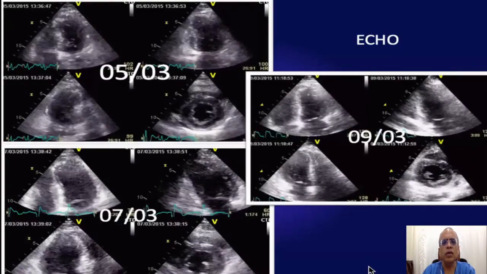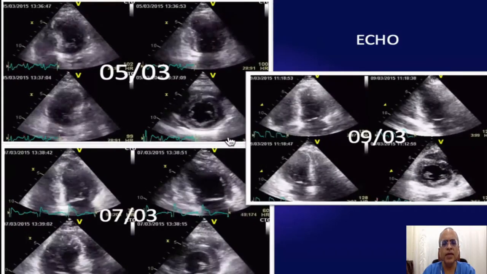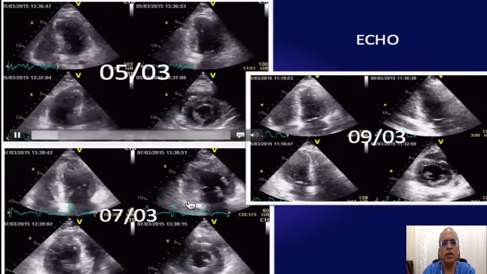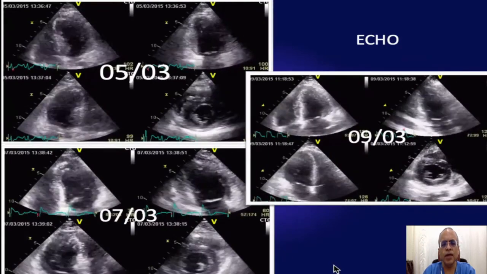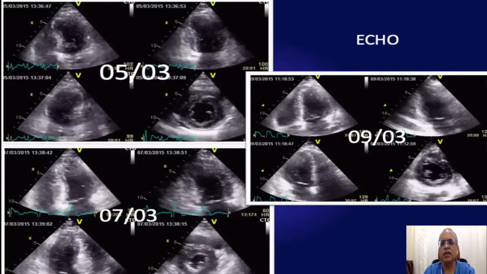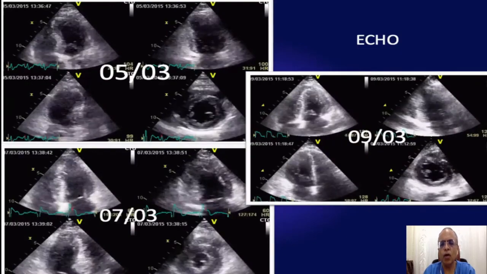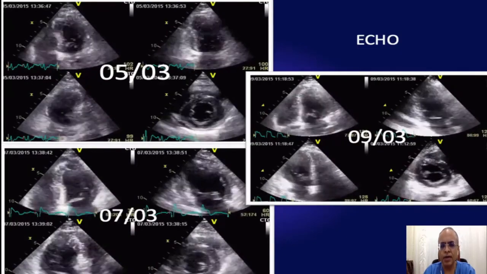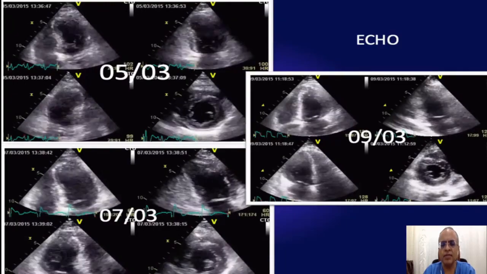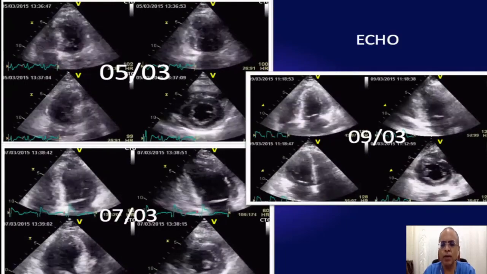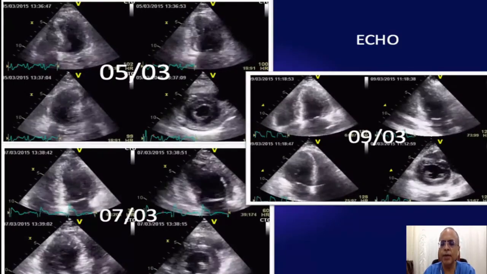Her echo on presentation, the EF looks good. Two days after, the EF looks slightly reduced. On 9th, the EF looks further reduced. But all this time, the LV is not dilated. The LV wall thickness is preserved, and that is probably because of the myocardial edema.